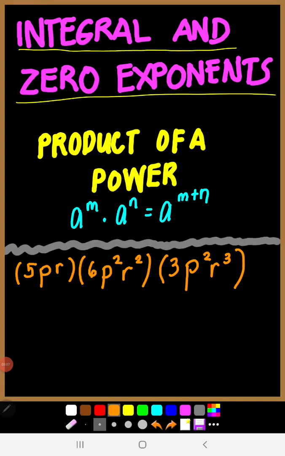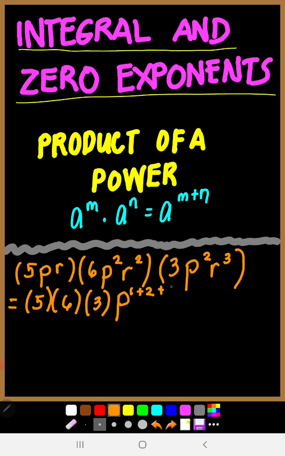Okay, for our last example, we have 5pr times 6p squared r squared times 3p squared r cubed. O, ayan, marami na siyang mga bases or variables. So, uunahin muna natin yung mga coefficients, yung mga numbers. So, that is 5 times 6 times 3. Okay? Tapos, doon naman tayo sa mga p. Ano ba yung mga exponent ng p? So, sa unang expression, ang p niya ay walang exponent. So, automatically, meron siyang 1. Sa susunod na expression, meron siyang 2. And then, sa susunod na expression, meron siya ulit na 2.